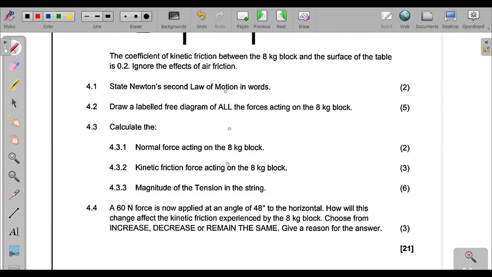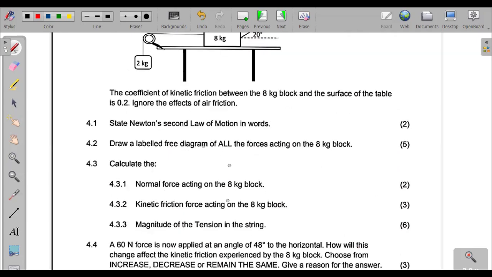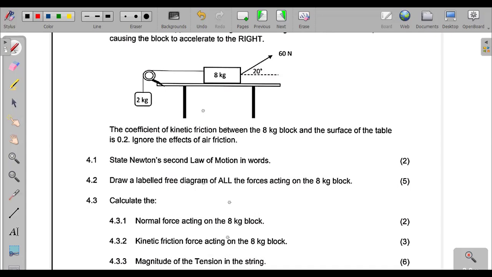Apparently, the kinetic friction will decrease. Why? Because an increase in sine theta results in an increase in the vertical component of the applied force. And since N is equal to mg minus F sine theta, it means N decreases, thereby decreasing Fk, since Fk varies directly with N.